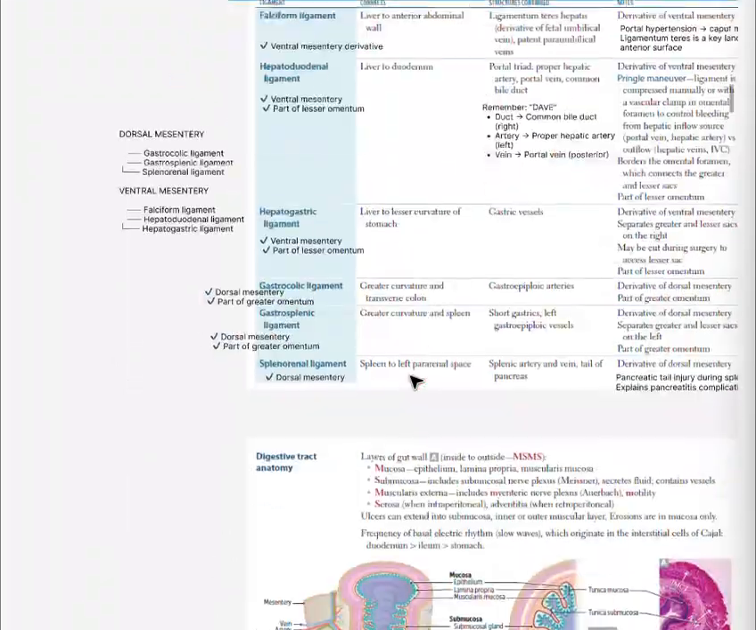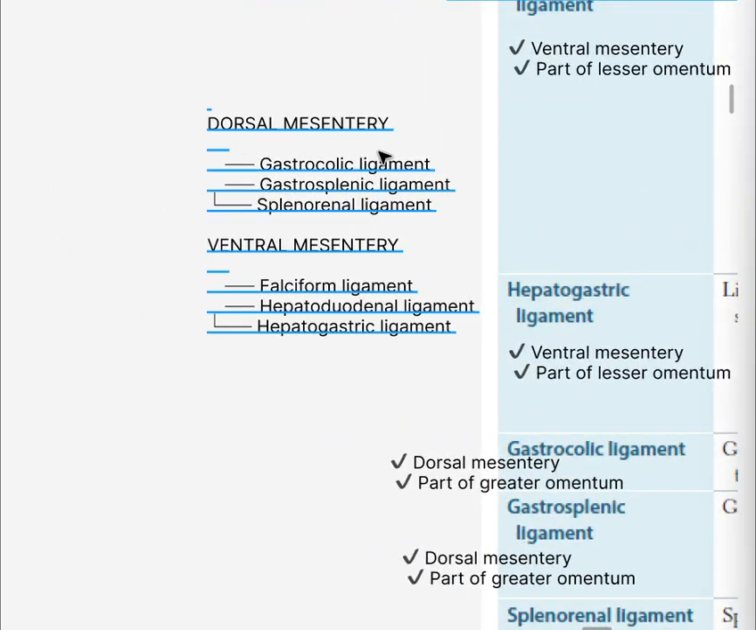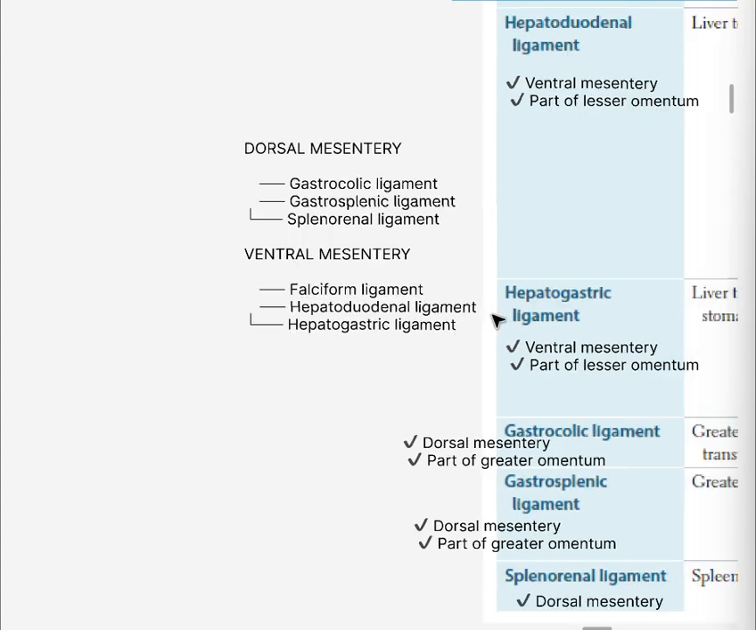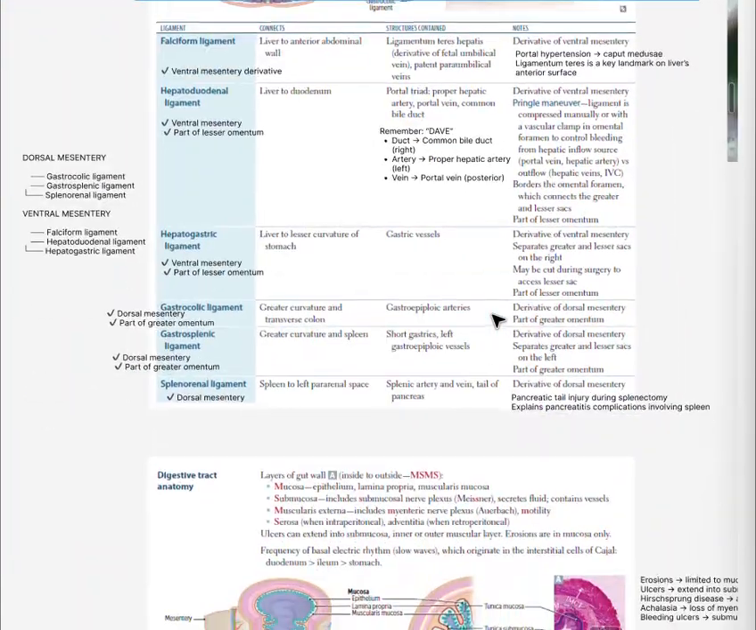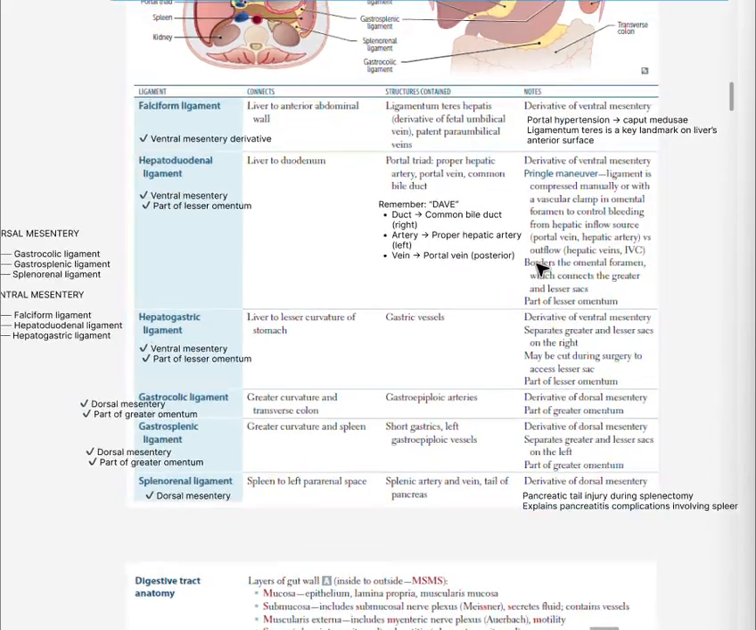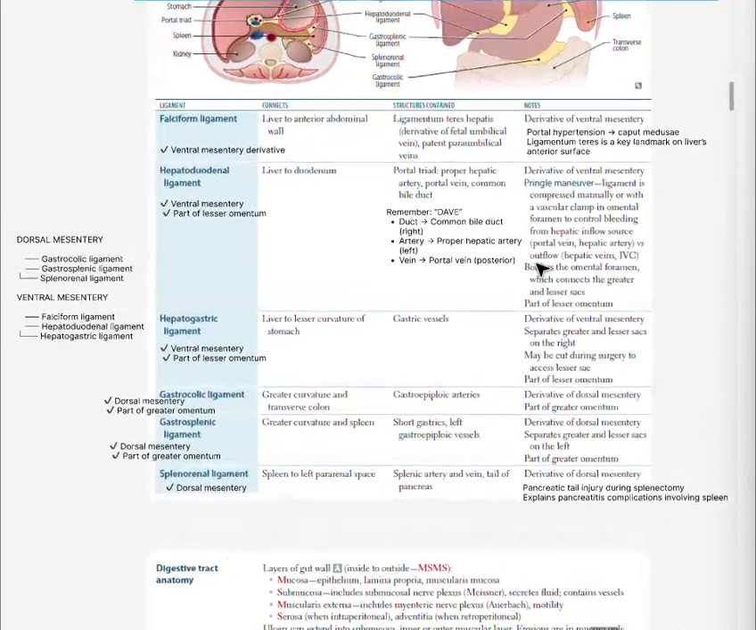this ligament, right? So remember, the dorsal mesentery gives rise to the gastrocolic ligament, the gastrosplenic and the splenorenal ligament, and the ventral mesentery gives rise to our falciform ligament, hepatoduodenal ligament, and hepatogastric ligament. So those are your important gastric ligaments. If you want to revise, you can stop the video here and revise.